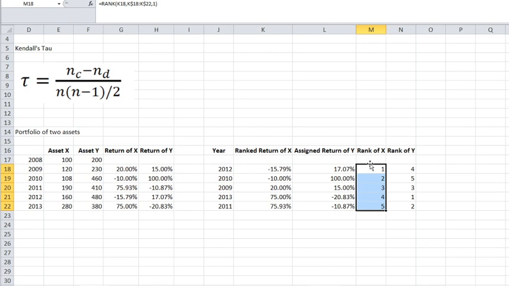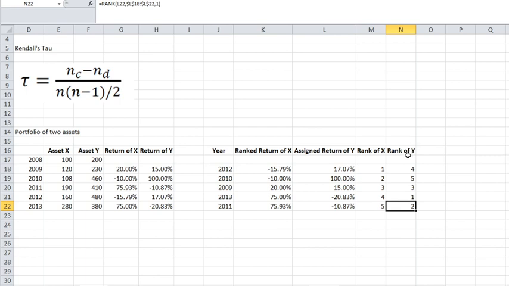So we have observations X already ranked from lowest to highest. During 2012, asset X had the lowest possible return and asset Y had the fourth lowest return. During 2009, both assets had the third lowest return. And for example, in 2011, asset X had the fifth lowest return, meaning it had the highest return, but asset Y had the second lowest return.